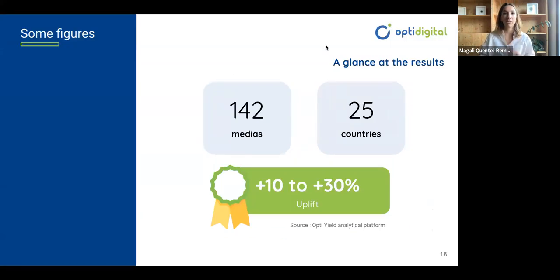A glance at the results for today, we have about 142 media which are currently using it in more than 25 countries in Europe, in the United States, in Latin America, and the uplift is variable from 10 to plus 30% uplift, depending, of course, on the vertical, depending on the placement, depending on the website.